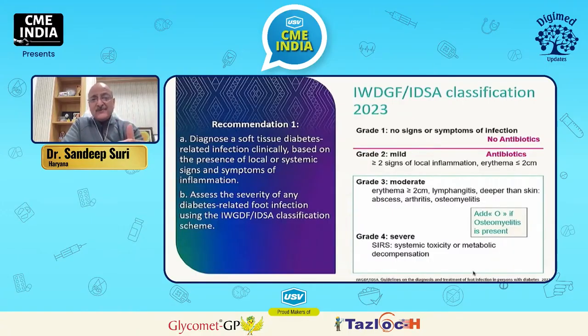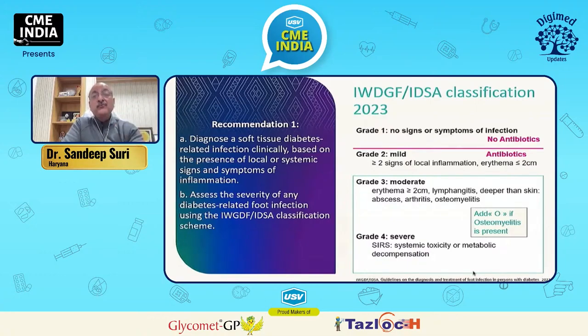If there is mild infection, that means you have 2 or more signs of local inflammation, and erythema is very small, less than 2 centimeters, you have to give antibiotics, but that has to be narrow spectrum antibiotics. If there is a grade 3, moderate infection, erythema of more than 2 centimeters, associated lymphangitis, deeper skin infection, abscess, bone and joint involvement, you call it osteomyelitis, it is grade 3, and that is a moderately infected foot.